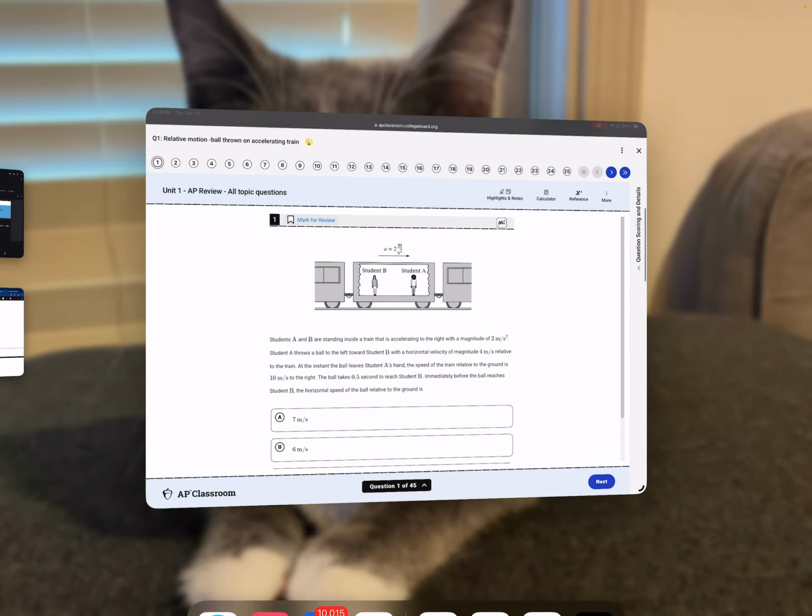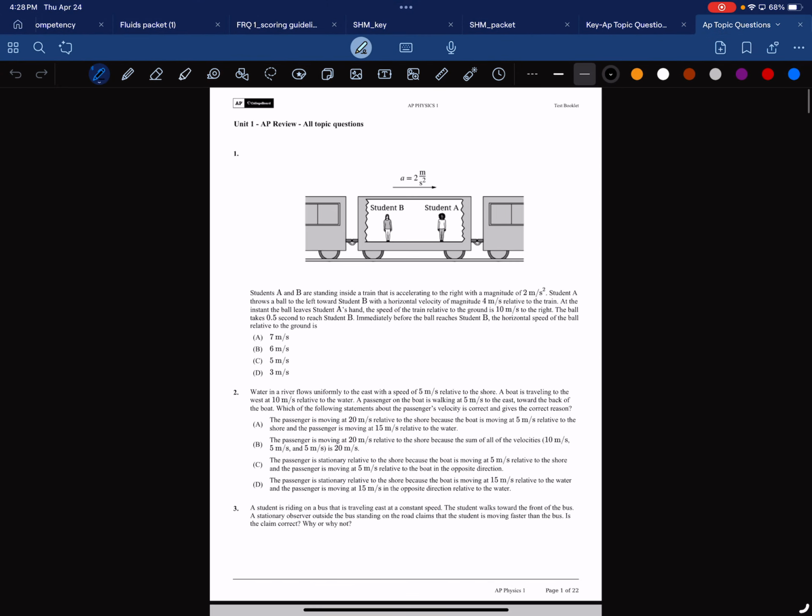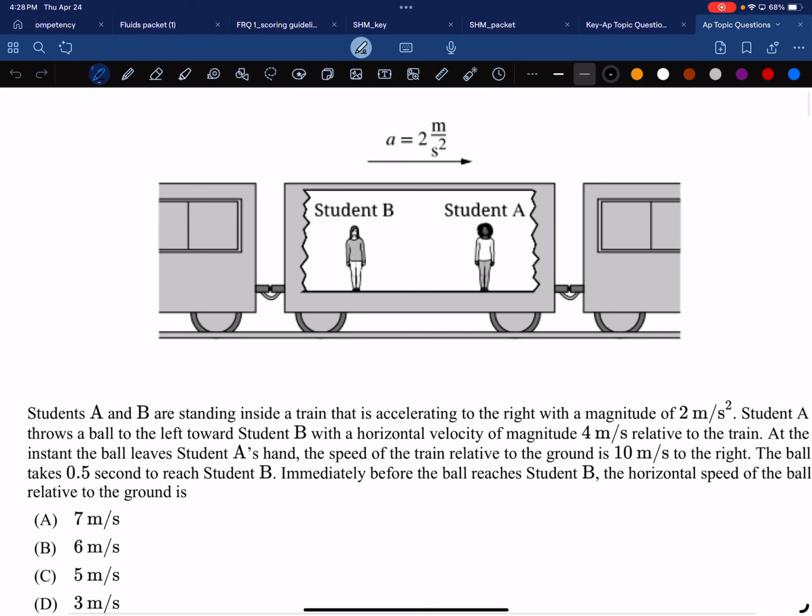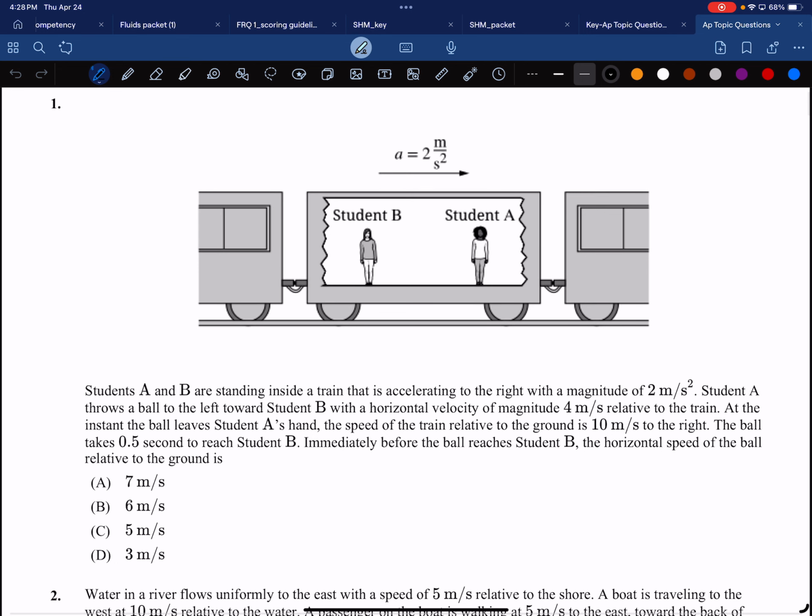All right, let's go ahead and look at this. So right off the bat, I have student A and student B, and the train itself is accelerating. One important thing to note whenever you're doing this problem is what student B is doing to student A. They're throwing a ball, right? So the ball gets thrown in the air from student B to student A.